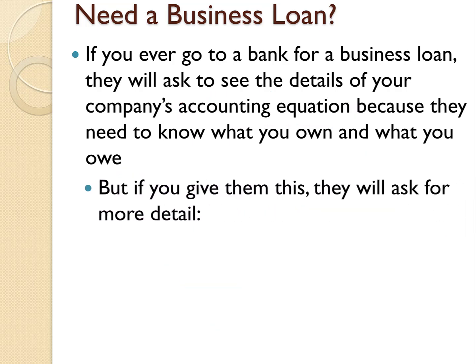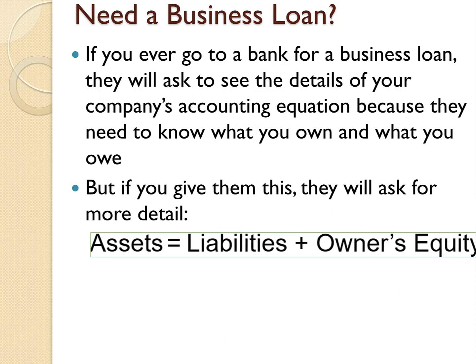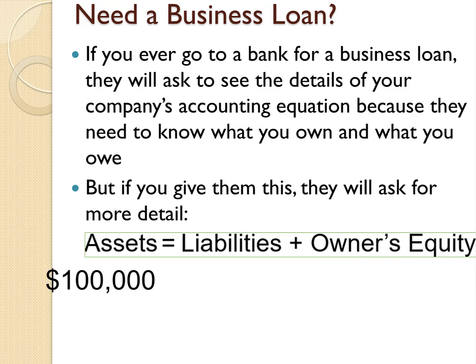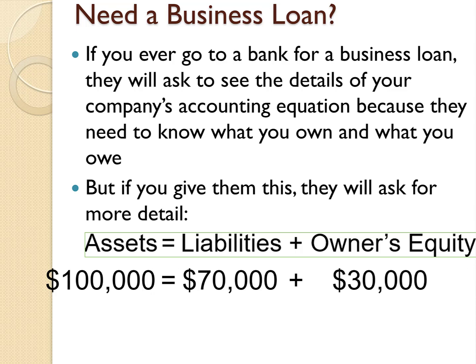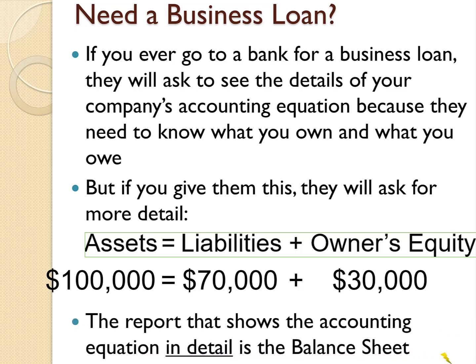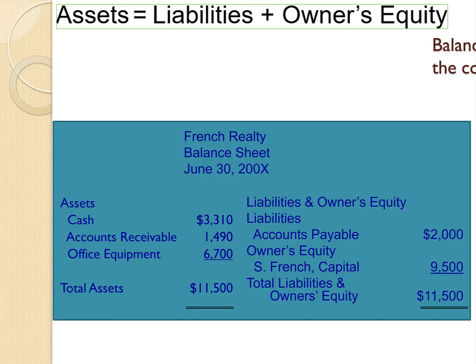But if you go into the bank and you only give them this amount of information, let's say your assets are $100,000, you tell them your liabilities are $70,000, and you therefore own $30,000 of those $100,000 of assets, the bank's probably going to ask you for more detail. And the report that shows the accounting equation in detail is called the balance sheet. It's a very, very common business report.